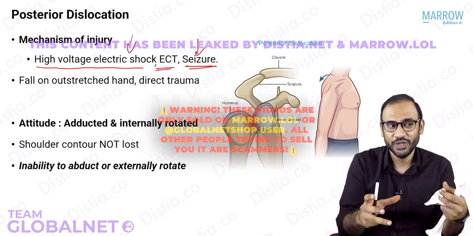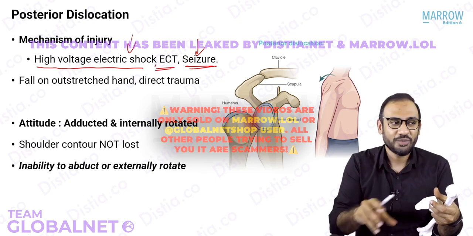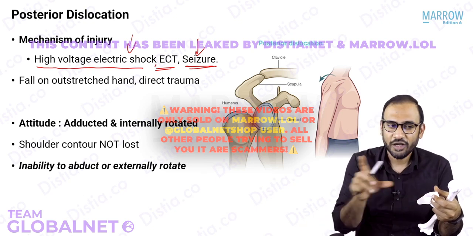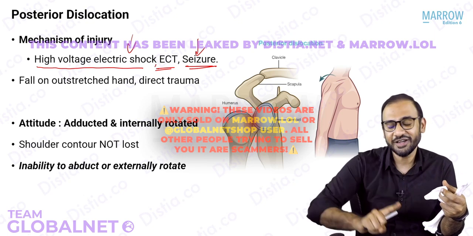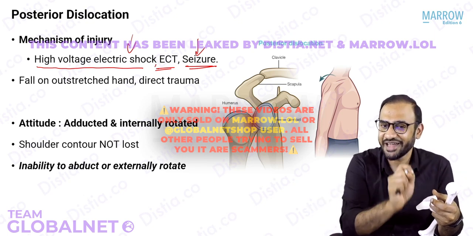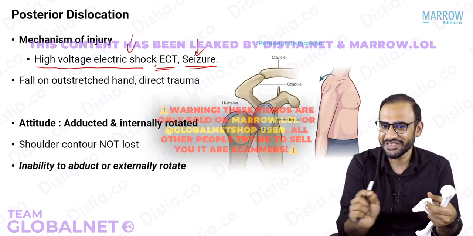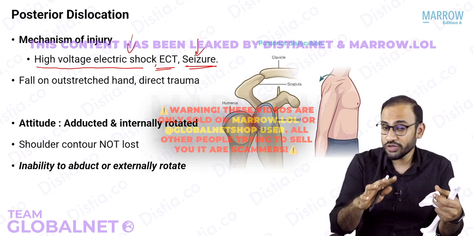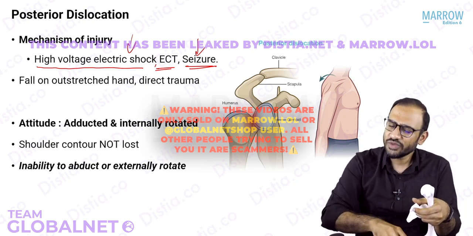So the examiner will tell you, a seizure patient on treatment, probably missed the treatment for a few days, comes to you with shoulder pain, with difficulty in abduction. What is your likely diagnosis? Okay? Are you understanding how this game is played now? Right. Shoulder contour is usually maintained, and that is why this is very commonly missed.